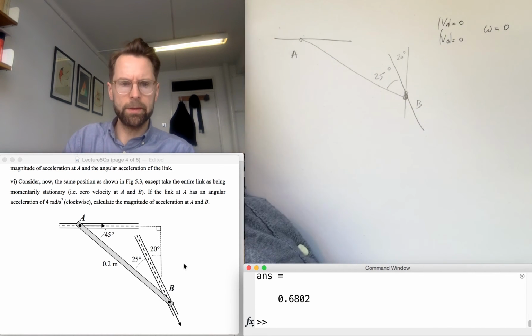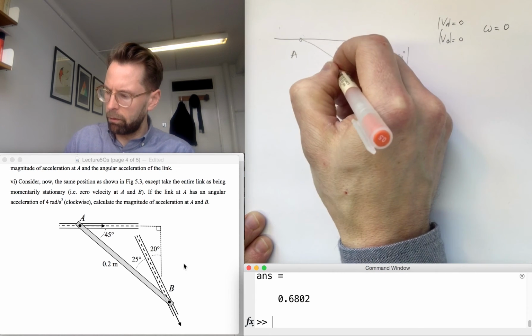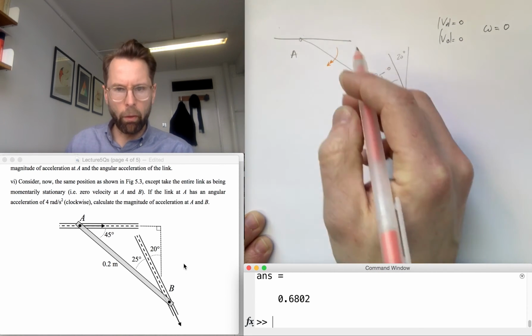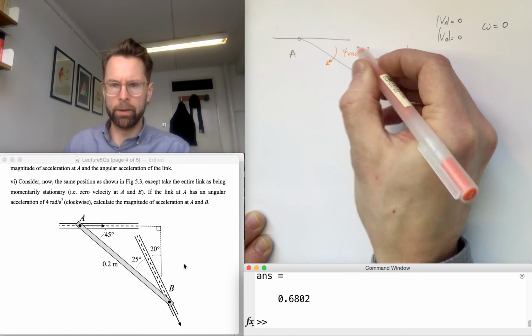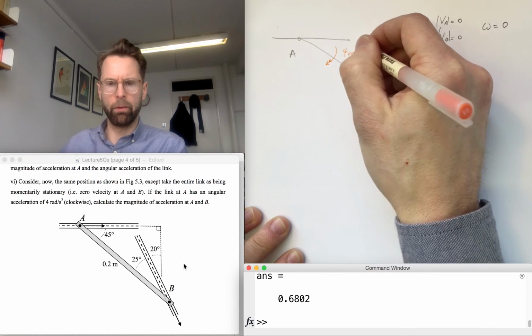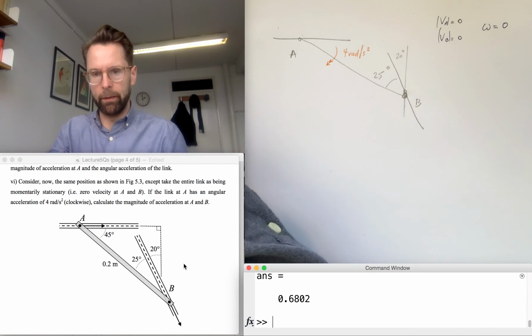But it tells us that there is an angular acceleration of 4 radians per second squared, clockwise. Now, I think in my solution I draw the vector polygon the wrong way actually, but this is the right way.